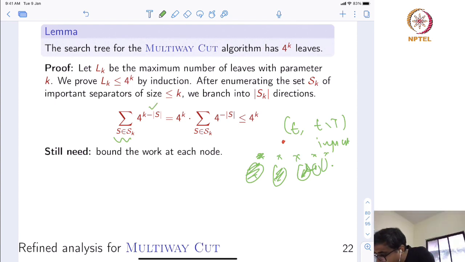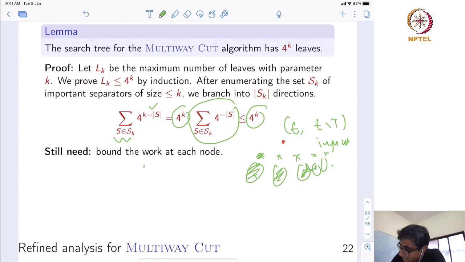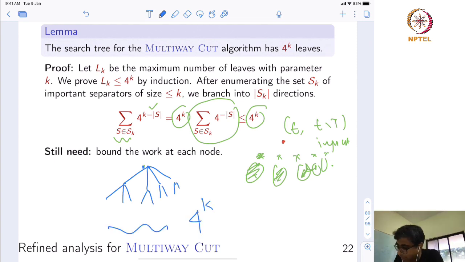So the total sum is 4 to the power k minus s, S in Sk, which is 4 to the power k if you take out S in Sk, and this you know is upper bounded by 1, so it is 4 to the power k. Okay. So all we are able to do is that we are able to bound the search tree of the multiway cut algorithm by 4 to the power k and not 4 to the power k square.